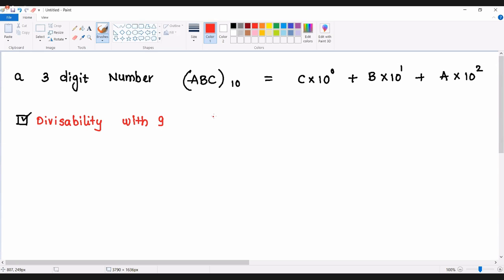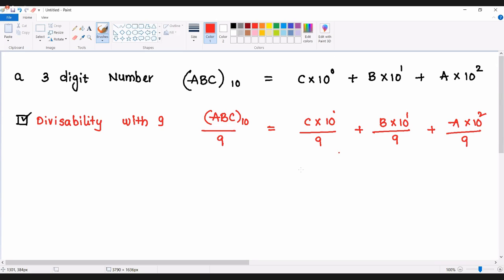So to know the divisibility with 9, I am just taking this number ABC base 10 and dividing with 9. So if I divide this with 9, that means C into 10 power 0 divided by 9 plus B into 10 raised to the power of 1 divided by 9 plus A into 10 raised to the power of 2 divided by 9. What is 10 power 0? That is going to be 1.